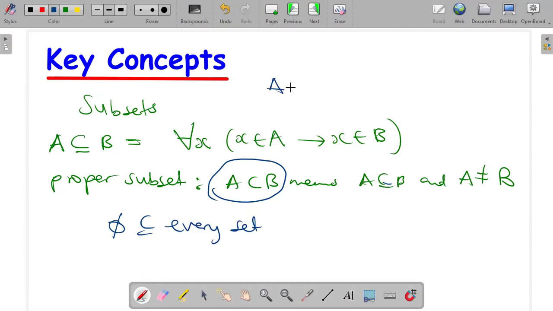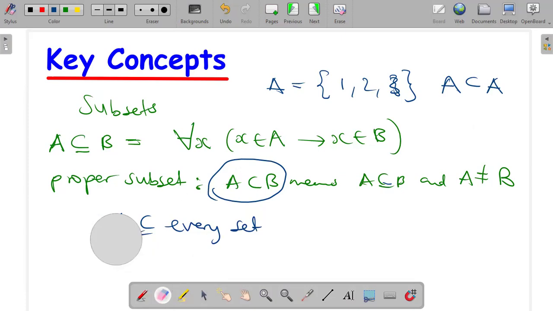So for example, let's have the set A to be listed as 1, 2, and 3. In this set, the empty set is contained in there, since we've said that the empty set is a subset of every set. And then set A is a subset of itself, set A is contained in set A. Since the elements are the same, we just say A is equal to A. So every set is a subset of itself. That's something that we must take note of.